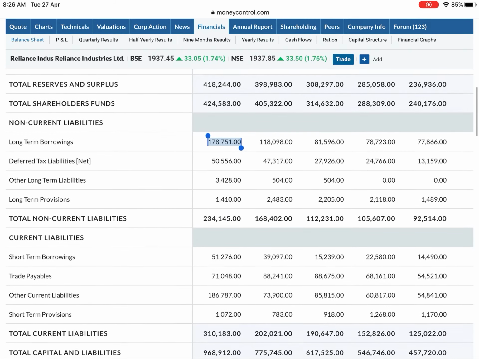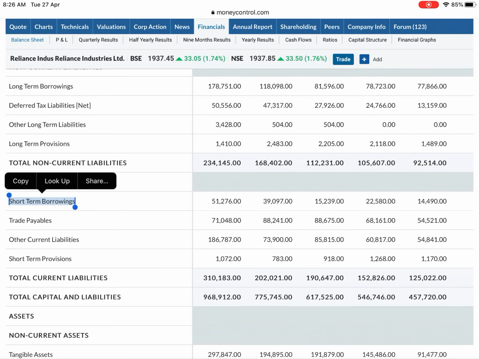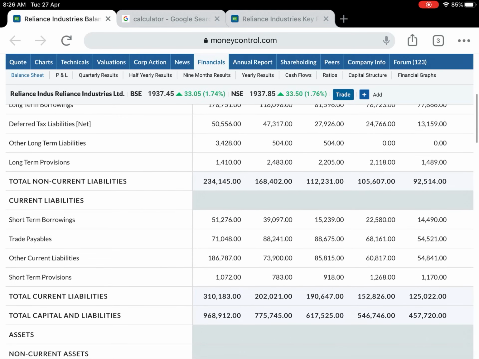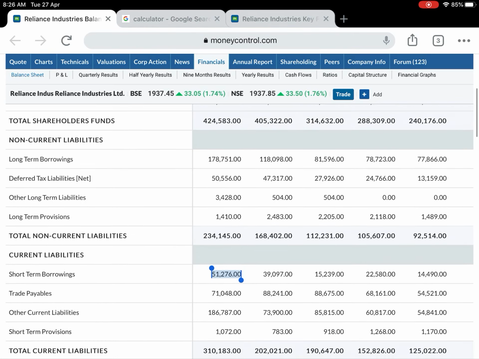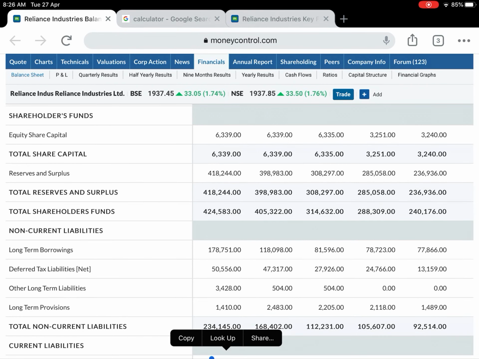Below it you will see short term borrowings. Short term borrowings is this. So we have to add just these two things to get the total borrowings, that is called total debt, short term and long term. Now if we go further up, we will see total shareholder funds. It is already written there, that is this amount.